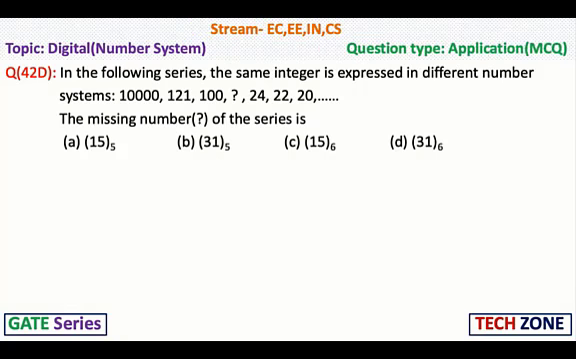So the question here is, in the following series the same integer is expressed in different number systems: 14 times 0, 1 to 1, 100, question mark, 24, 22, 20 and so on. The missing number as a question mark of the series is option A 15 under the base 5, option B 31 under the base 5, option C 15 under the base 6, option D 31 under the base 6.